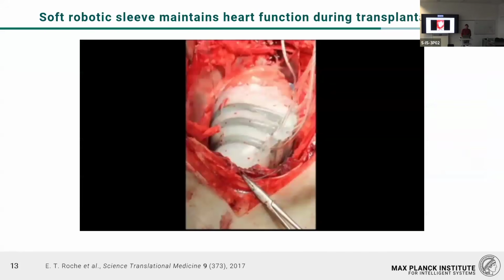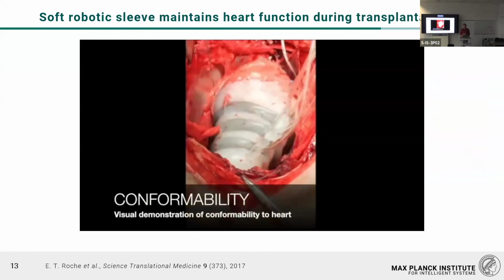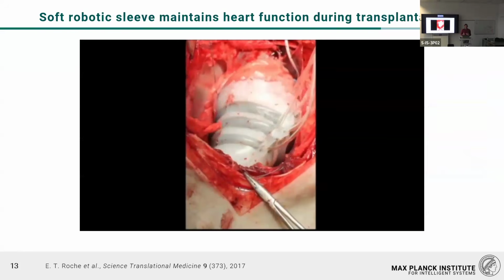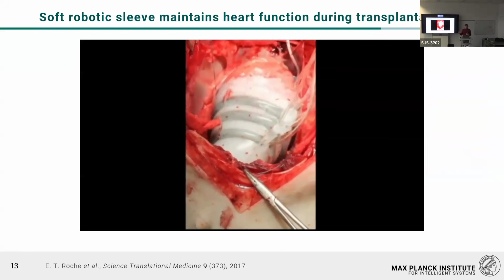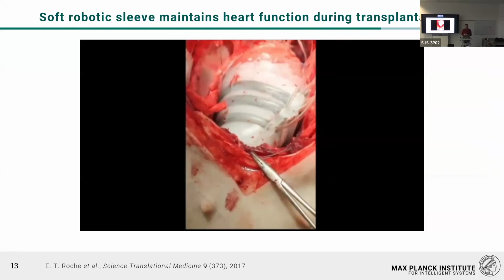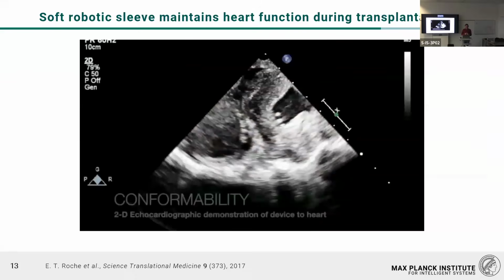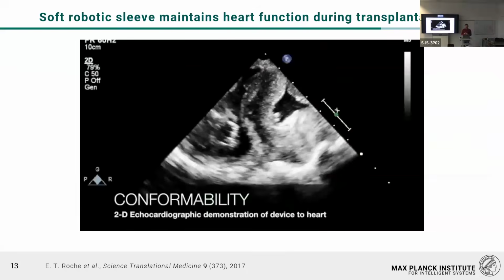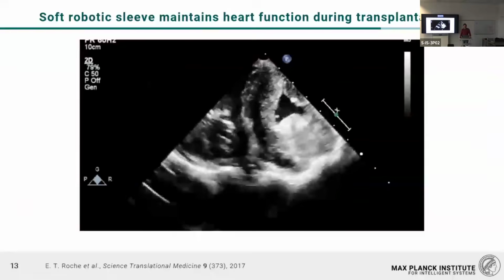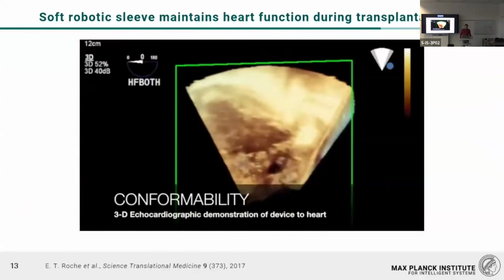And something like that can become quite handy if we, for example, want to use a soft actuator on our organs. So this is a sleeve that is actually pumping a heart that is not functional anymore to continue the pumping of the heart to maintain its functionality and aid in a transplantation.